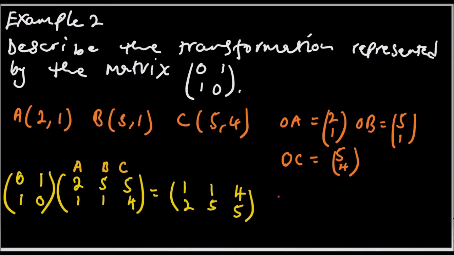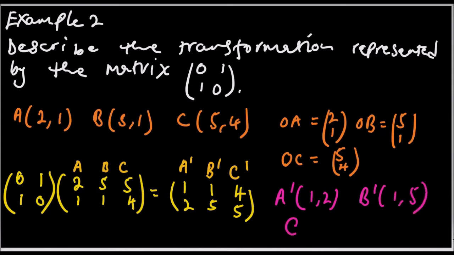And when we multiply, we get A prime, B prime, and C prime. And therefore, we can write the coordinates of A prime as (1, 2), the coordinates of B prime as (1, 5), and the coordinates of C prime as (4, 5).